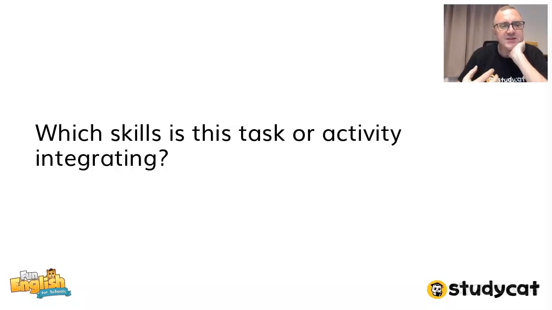Number one is, which skills is this activity or task integrating? So when I'm doing an activity, I don't just say, this is an activity for studying the past tense. I say, this is an activity that's going to have the past tense with this function, and it's also developing collaboration and critical thinking. It's just another thing to add on.